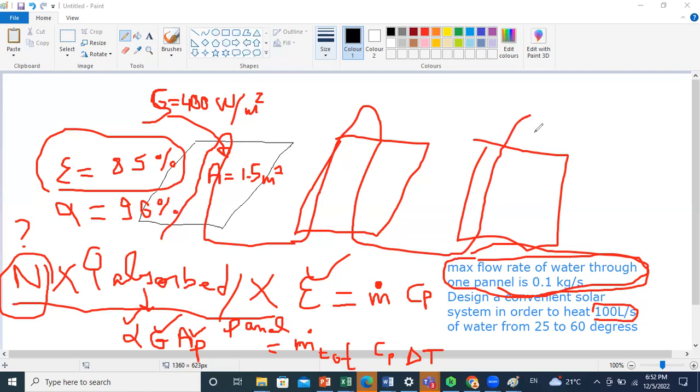Another strategy will be to have parallel passes. I divide m dot from the beginning into several parts. So I have a first part that will go through the first collector, another one through the second, a third one through the third, etc. This might be more efficient because if you have the same path going through several panels, this may induce more losses in your system.